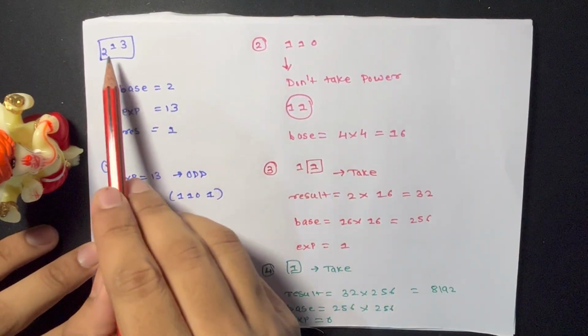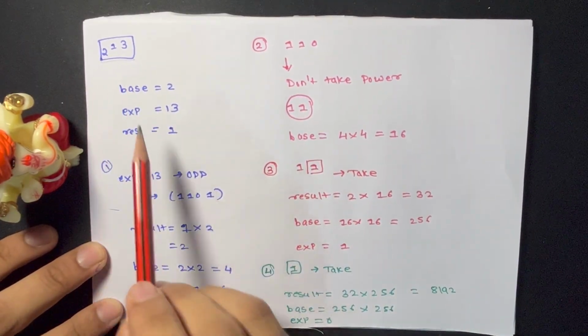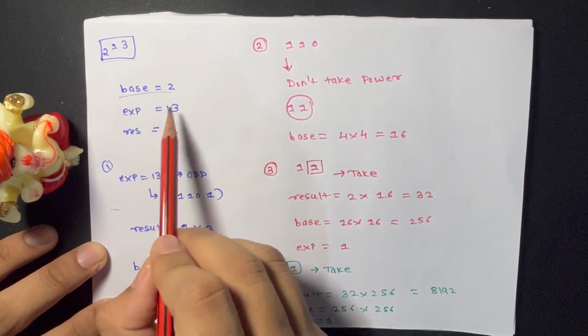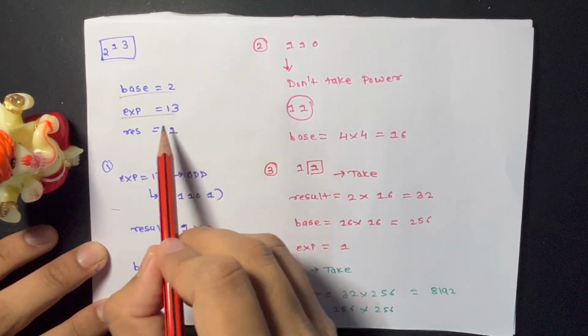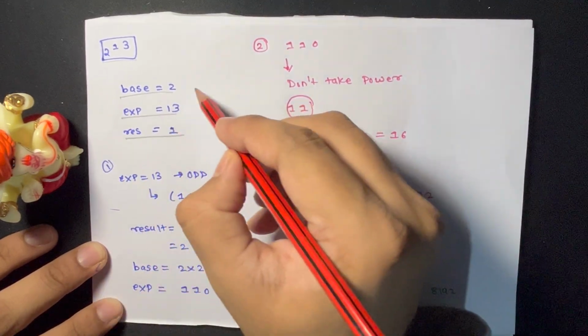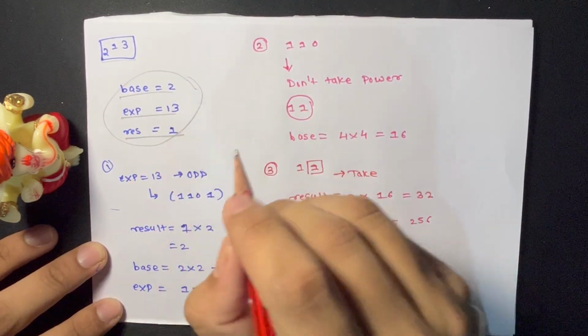Okay, so we are calculating 2 to the power of 13. The base is equal to 2, exp is equal to 13, and result is initially 1. This is the initial step setup. Let's go to the first iteration.